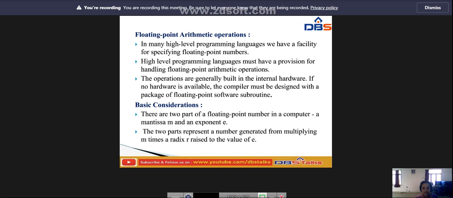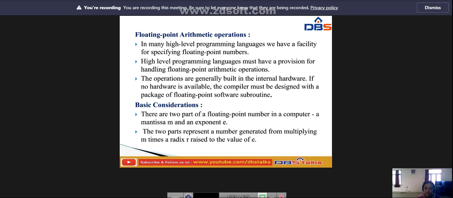These operations are generally built into the internal hardware. If no hardware is available, the compiler must be designed with a package of floating point software subroutines. The hardware method is more expensive, but it is much more efficient than the software method. So floating point hardware is included in most computers and is omitted only in very small ones. So this is called floating point arithmetic operations.